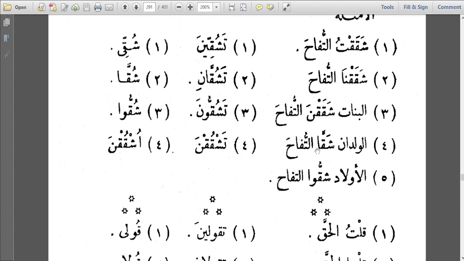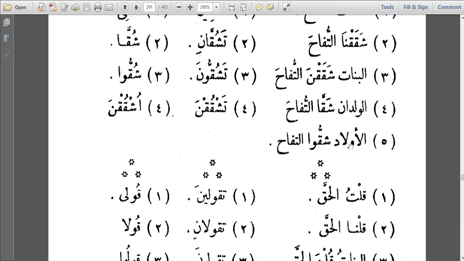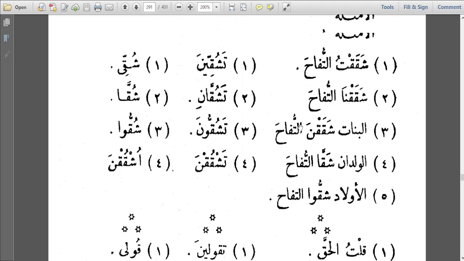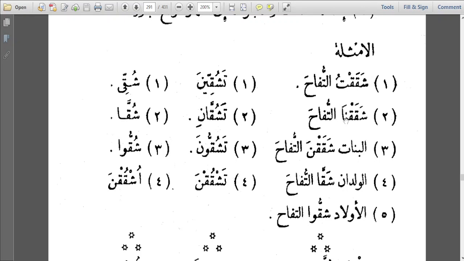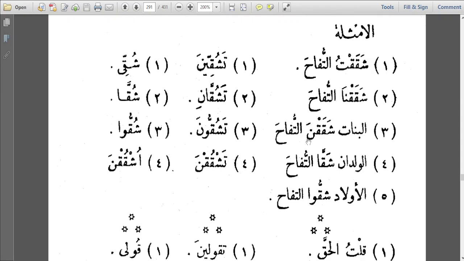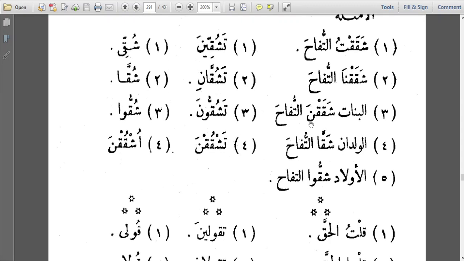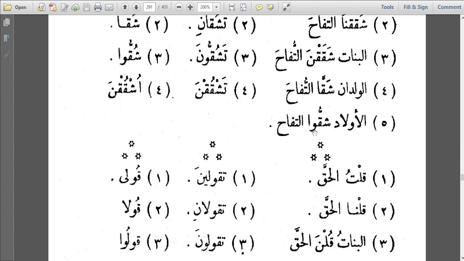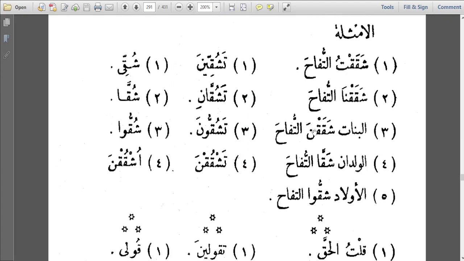Al-waladani shaqqa at-tufah. The two boys, they cut the apple into pieces. Al-awladu shaqqu at-tufah. The boys cut the apple open. So here you have the tau dhamma, the noon na al-fa'ilin, the na that refers to the plural fa'il, and then the noon here, noon niswa, the noon that refers to feminine plural. And then here you have alif al-ithnain, the alif of dual, and then you have the waw al-jama'a, all of which are the ضمائر الرفع.